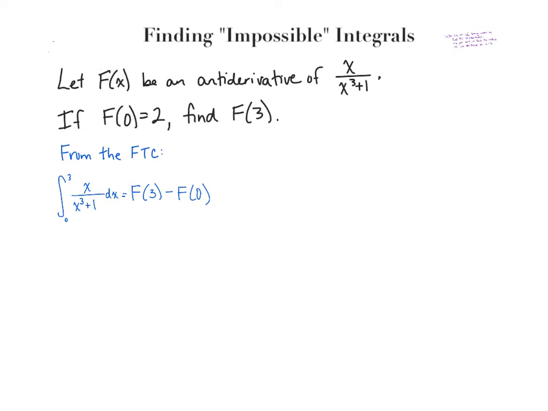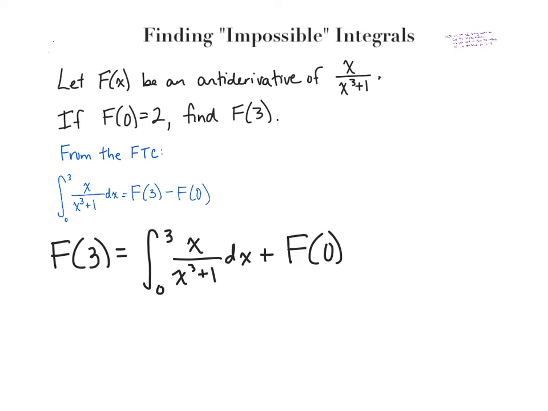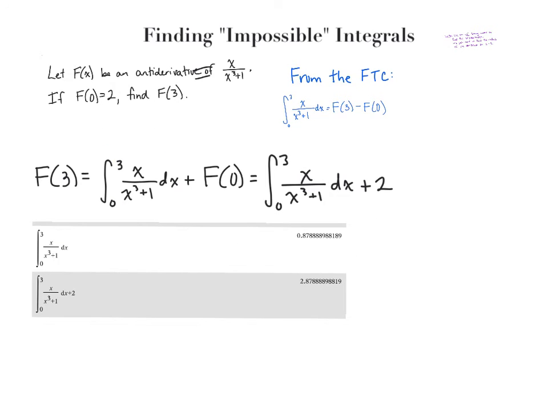Solving for f of 3 gives me this, and I know f of 0 is 2, so I have the definite integral plus 2. All right, let's pull out the Inspire or the 84 if you still have one. Using numeric integration techniques, I know that the definite integral from 0 to 3 of x over x cubed plus 1 dx is 0.878888889888189. You get the picture. And so if I just add 2 to this value, I have just found the impossible integral.